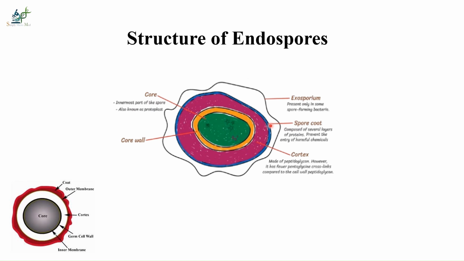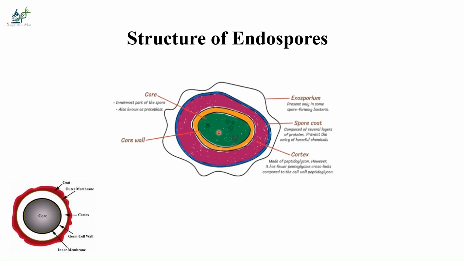Inner to the spore coat, you can see the cortex. This is the thickest layer of the endospore, and it is made up of polysaccharide. Inner to the cortex, you can see the core wall. The core wall is also called the spore wall, and it is made up of a peptidoglycan layer. Later, this peptidoglycan layer will become the cell wall when it becomes a vegetative cell.